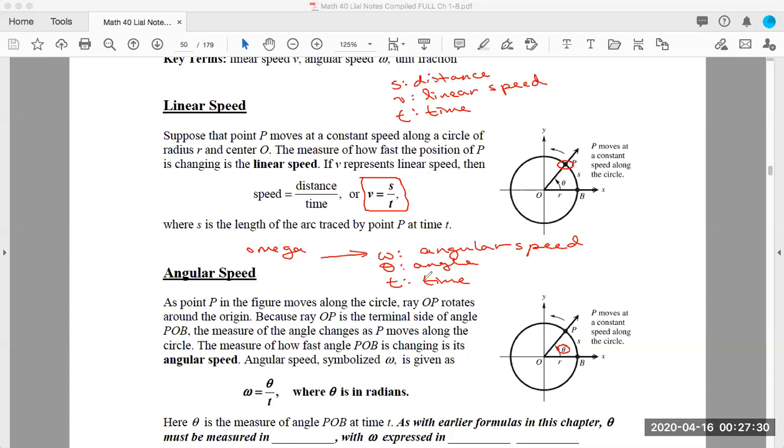Okay. All right, so the equation we're going to be using is omega equals theta over T, where theta is in radians. So be very careful about that. If you are given degrees or rotations or revolutions, something like that, you're going to need to convert to radians. Okay, that's our first bit. I'm going to go ahead and clear this out.